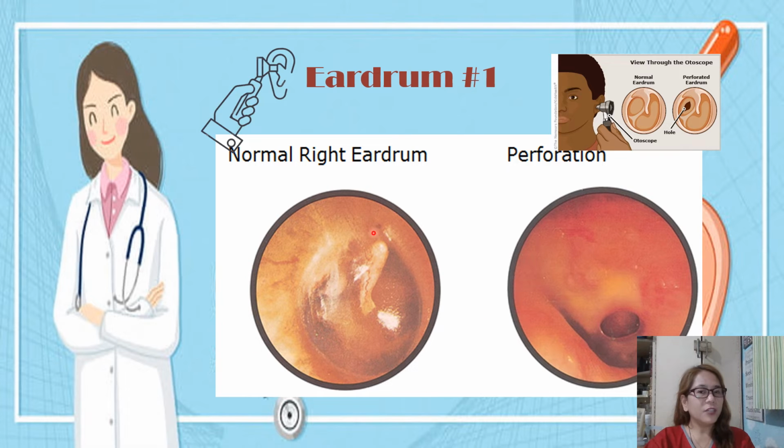Okay, so this is another image of a normal right eardrum and a perforated eardrum. Okay, so the normal right eardrum or the tympanic membrane is usually pinkish gray in color. Okay, while the perforated eardrum, okay, there is a rupture, a ruptured eardrum or tympanic membrane. Okay, there is a hole or tear in the thin tissue that separates the ear canal from the middle ear. Okay, so this ruptured eardrum can result in hearing loss.